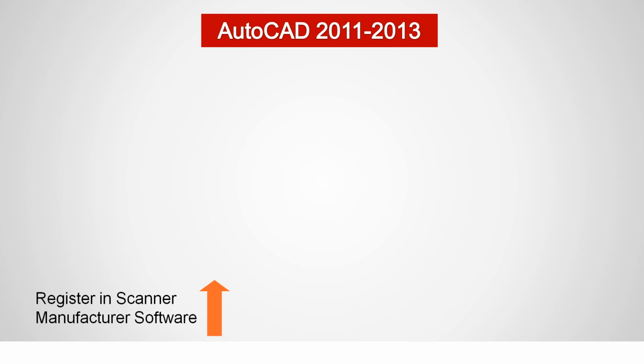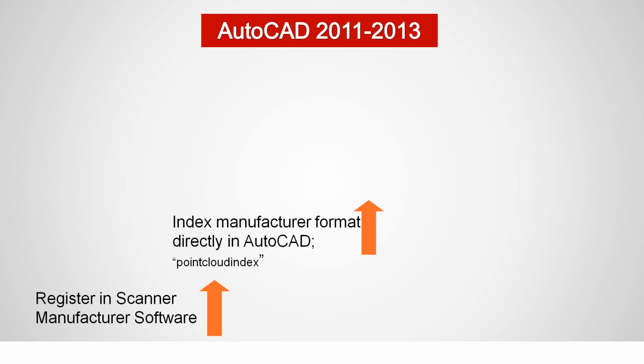Let's take a quick look back at how AutoCAD has evolved with the handling of point cloud data. It started supporting point clouds in 2011, and what you would do is after registering your scan data in the manufacturer's software, you would have your scanner manufacturer's file formats and you would take that directly into AutoCAD. You could either type in point cloud index into the command prompt or look under the insert ribbon for a create point cloud or point cloud index button. What this would do is convert the data from the scanner manufacturer's file format into an Autodesk PCG file.